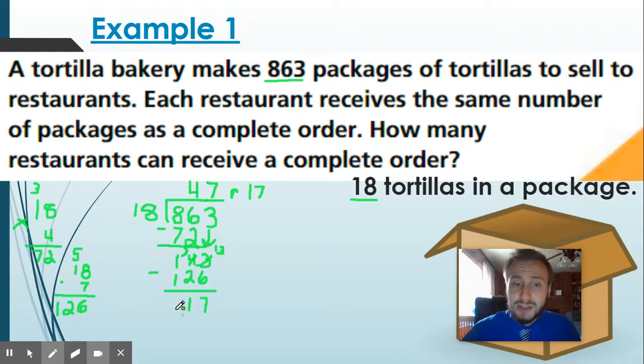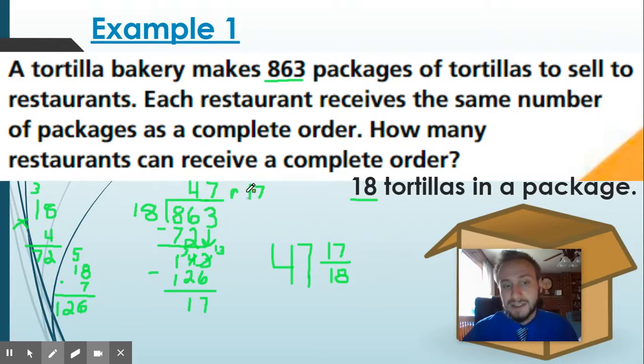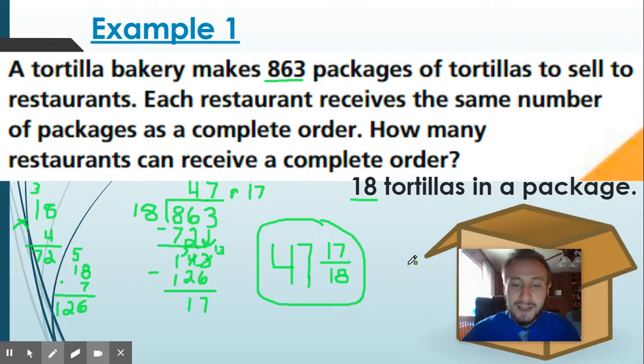When you're in this situation, the way you write your final answer as a fraction, you take your answer, which is 47, you take your remainder, and we draw a fraction bar. Your remainder goes on top, and your divisor goes on the bottom. So this turns into 47 and 7/18. So that's a whole lot neater, and it looks nicer than 47R17. We want to get away from that R. So your answer is 47 and 7/18.